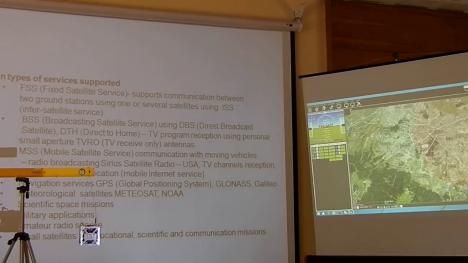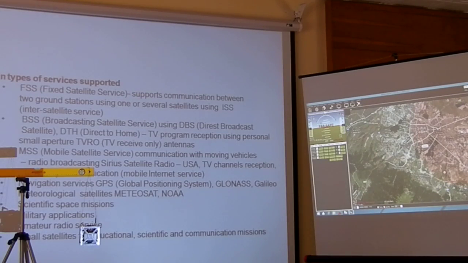Navigation service, you know this well, this is the GPS service in the United States, and GLONASS, which was the system of the Soviet Union, and now it's open for all users in the world. Galileo, which is now under development, is the European navigation system. Also, a lot of satellites are dedicated to providing meteorological information, like Meteosat, NOAA in the United States and so on.